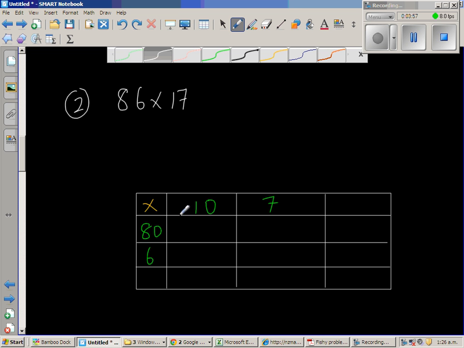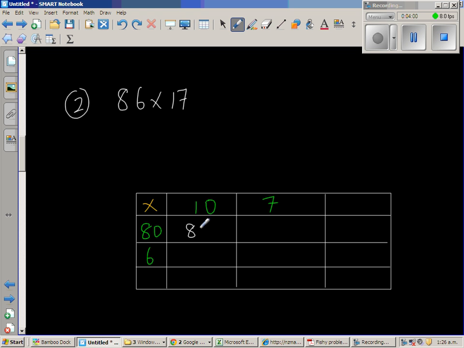So 8 times 1 is 8, so this is 800. 8 times 7 is 56, so this is 560. Okay, am I right? Yes. 8 times 1 is 8, 800, and 80 times 7 is 560. Yeah, that's right. I was getting confused. So 6 times 10 is 60, and 6 times 7 is 42.